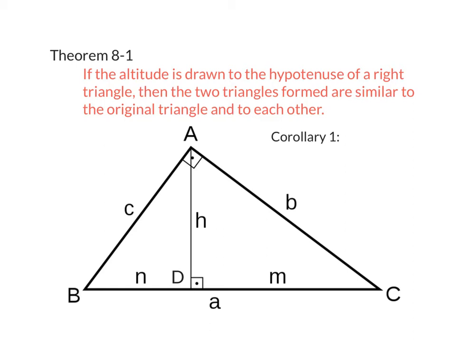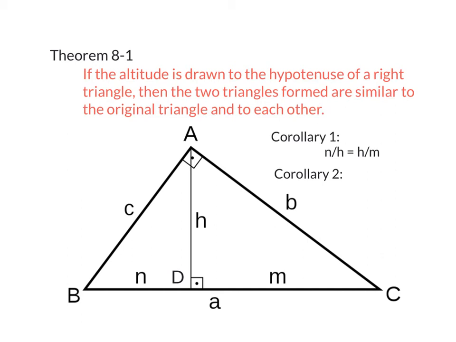Now, Corollary 1 states, when the altitude is drawn to the hypotenuse of a right triangle, the length of the altitude is the geometric mean between the segments of the hypotenuse. Or, to put it in the form of a proportion, you could say the length n divided by h is equal to the length h divided by the length m. So n over h is equal to h over m. Or as the corollary states, h is the geometric mean between n and m.